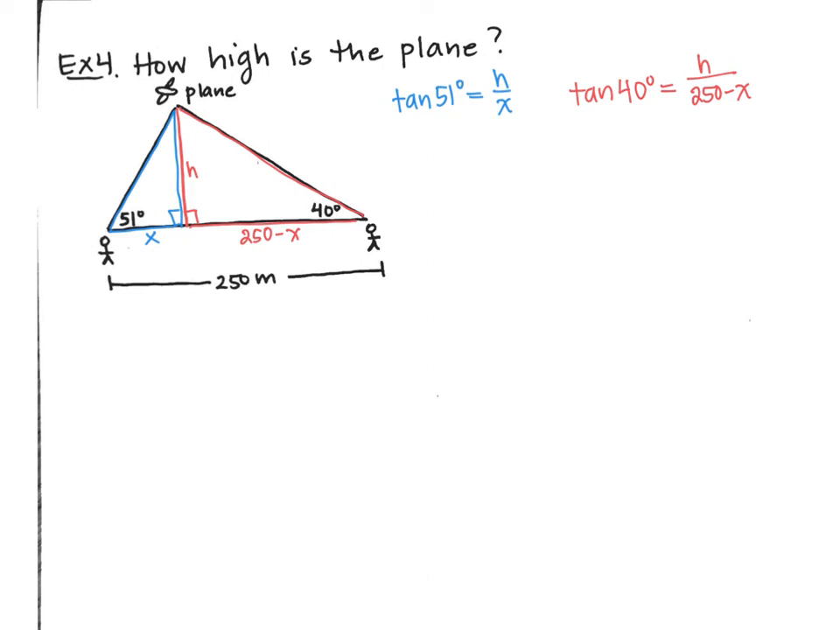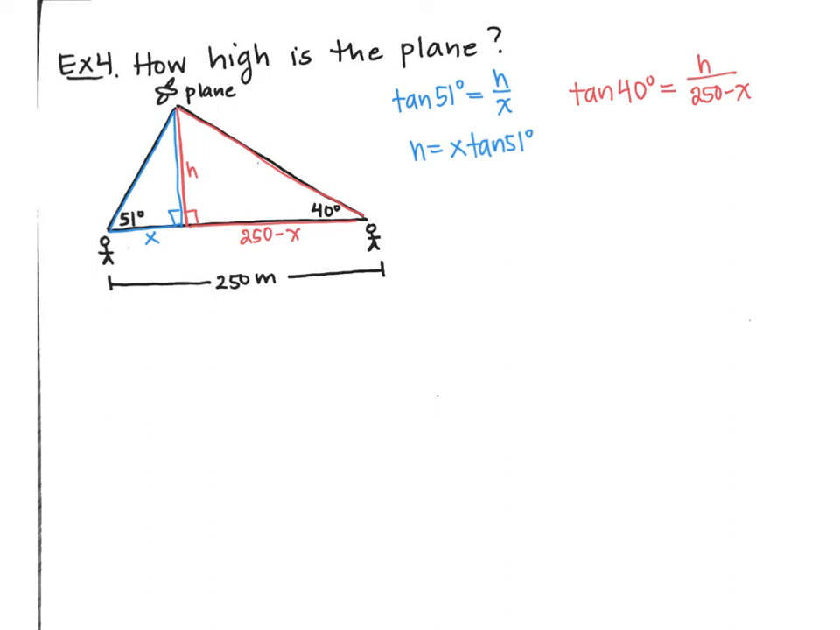Now I have two equations and two unknowns. This is a system of equations. How you want to solve this is actually up to you, as long as you show your steps. I'm going to use the substitution method. I think I'm going to solve for h on both of these equations. On this first equation, I'm going to multiply x over to the other side, so then I'll have h equals x times the tangent of 51 degrees.